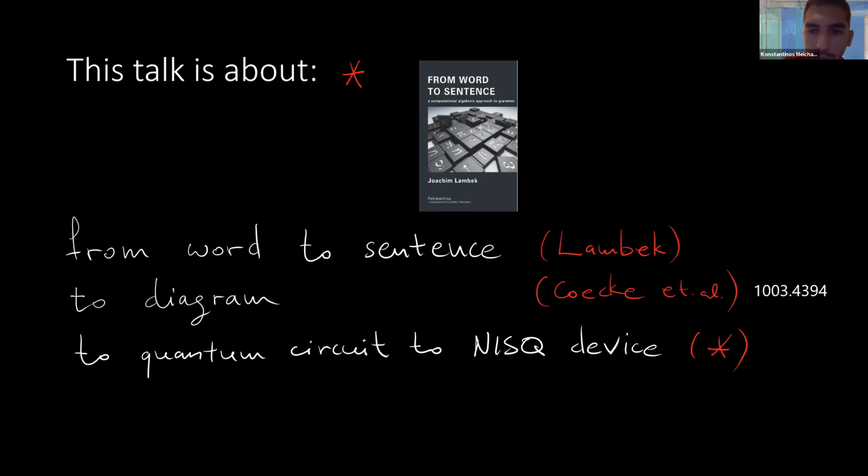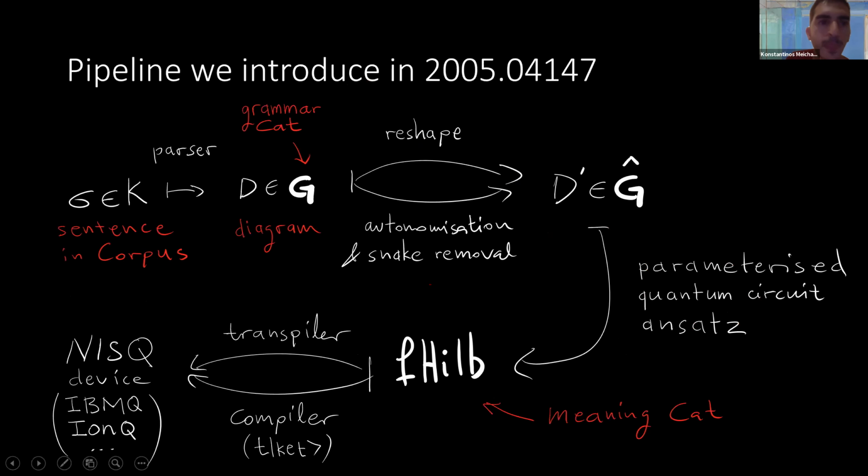And also I'm building on Bob Coecke and his collaborators' DisCoCat model. That's a distributional compositional categorical model of natural language meaning. And that's the diagram part. And the contribution of this talk, which is the asterisk, is how we go from these diagrams to NISQ devices. So this is what I said in words, but now it's shown as a pipeline, which we introduced in this preprint here, which was accepted to QPL, a conference in quantum physics and logic, recently in June.